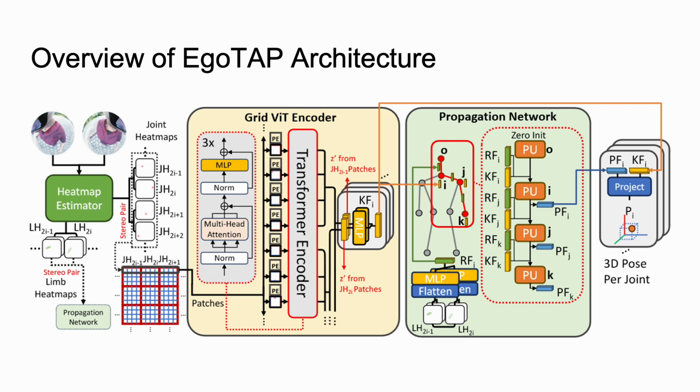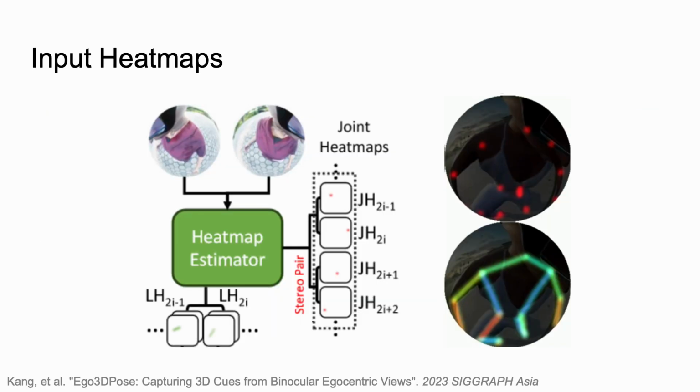Heatmap is a probabilistic pose representation. Our method takes two types of heatmaps. Joint heatmap represents 2D pose of each joint. Limb heatmap represents 3D relationship between joints. The joint heatmap is processed by the grid vision transformer encoder, and limb heatmap is processed by a MLP encoder. This processed feature is utilized by the propagation network layer.